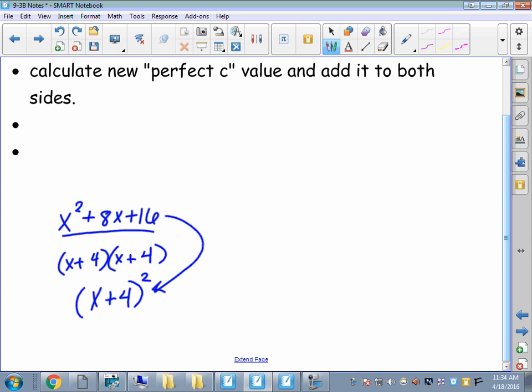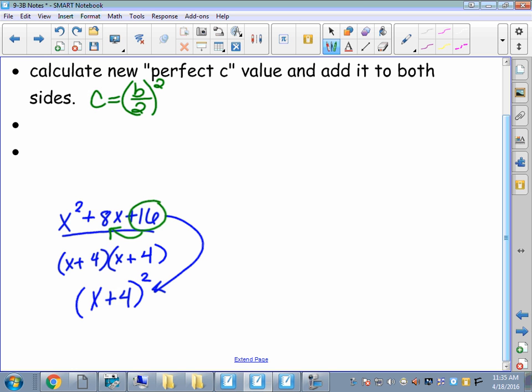We're going to factor, and we're going to make it a perfect square trinomial. Not every standard form is going to be perfect, so we're going to force it to be perfect. This is the perfect C value that I was talking about. We're going to calculate the new perfect C value, and we're going to bring it into both sides. That value has to be half of the B value squared. So the new perfect C value is equivalent to half of the B value squared.